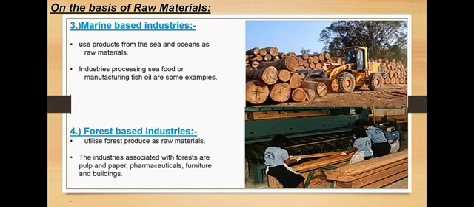So agro based means the input will be plant and animal products. Mineral based means the input will be minerals. Marine based means the input will be from sea and oceans. Forest based means the input will be from forest. So these are the classifications of industries under raw materials.